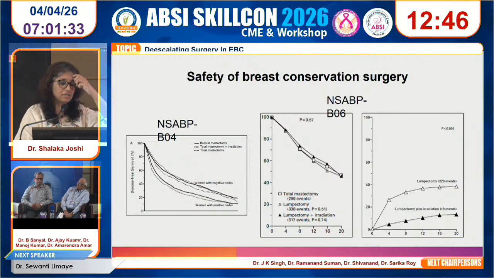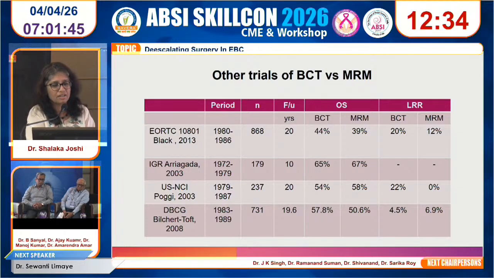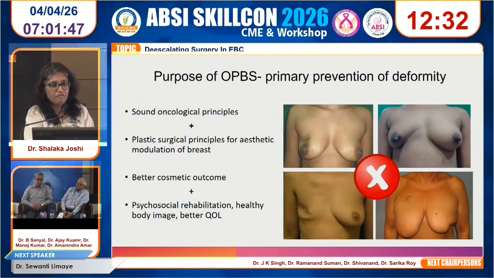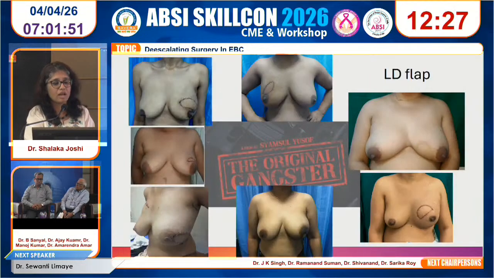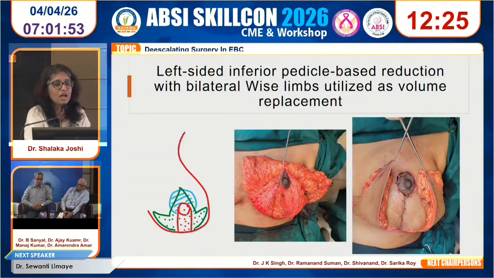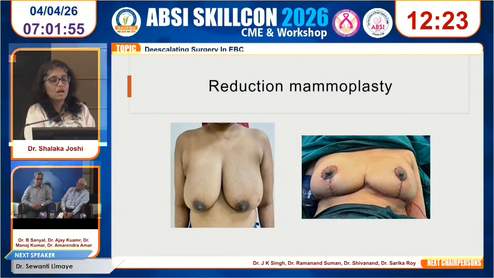Then B06 looked at breast conservation and also established unequivocally the role of radiation, where the local recurrence rates are much, much higher after breast conservation surgery if you don't do radiation, and then multiple trials after that. We know the purpose of oncoplastic breast surgery. Sir also in his opening talk alluded to all of that, and there is a lot more that we do now. So I wonder whether by doing breast conservation we are escalating or de-escalating with extreme oncoplasty.